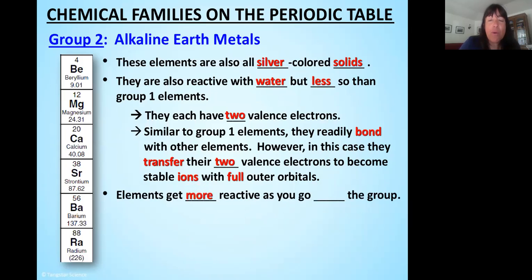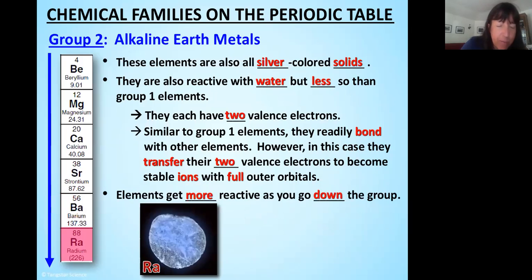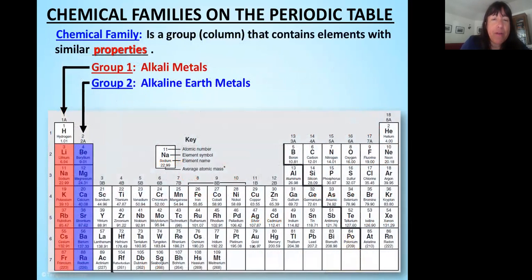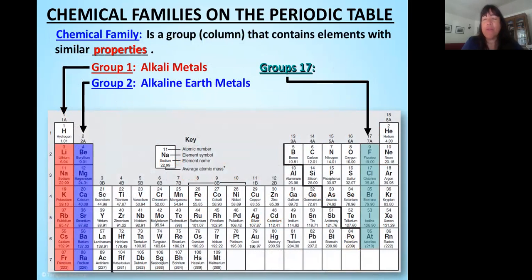Elements get more reactive as you go down the group, just like the alkali metals. Looking at this, I can see that radium would be the one that's most reactive, and you guessed it, it is also radioactive. Not stable. All right, now we have the next family we're going to look at on your periodic table. Please, in number 17, put what's the name of them?